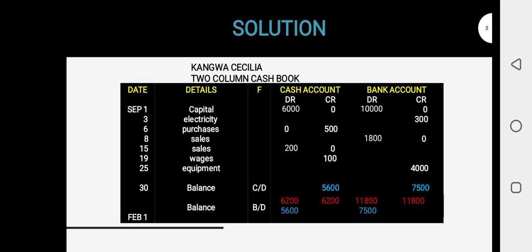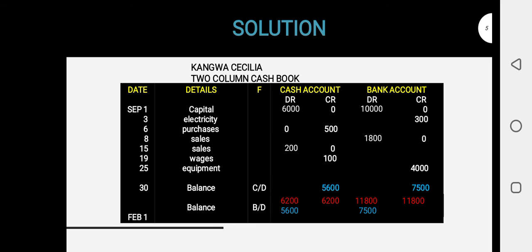We removed money from the bank of how much? 4,000. Now, when we come to the 30th, where we are taught to balance off, as you can see, the colors are different. We have red and blue. So the ones in red are our totals. So when you add now your accounts, we start with the cash account on the debit side. When you add the debit side, it gives us a total of how much?